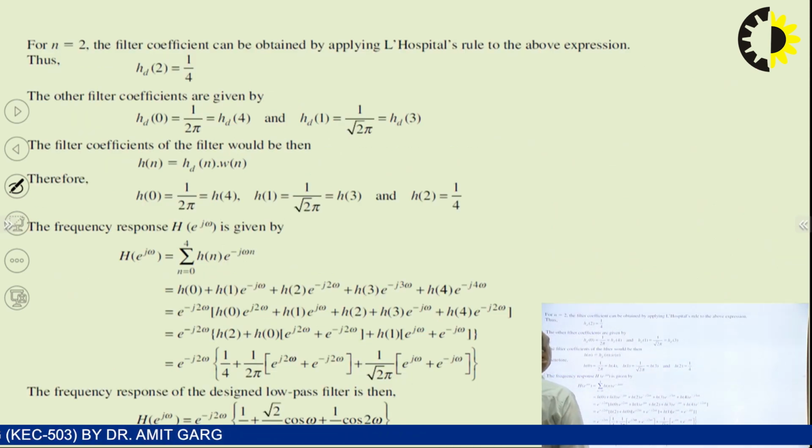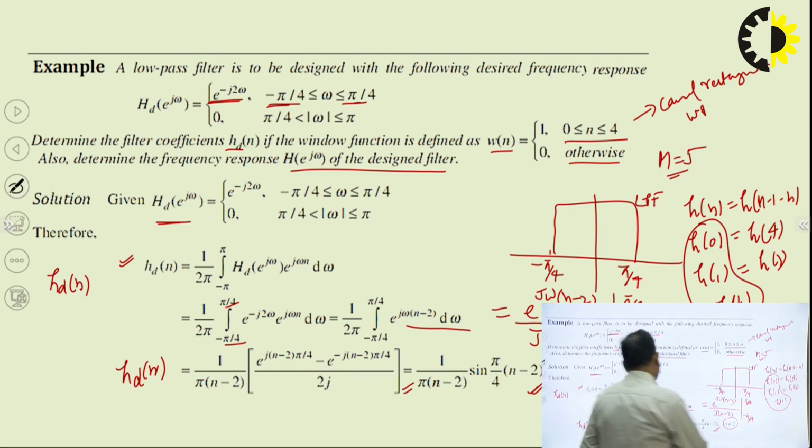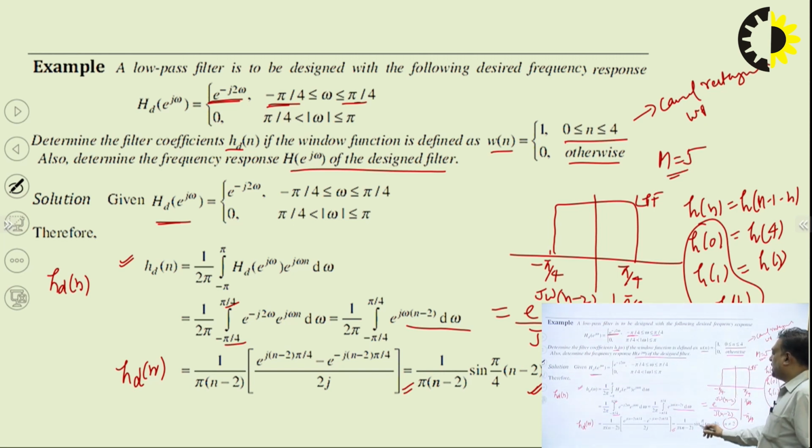So if you solve this using L'Hopital rule for n equals 2, hd2 equals 1 by 4. Similarly, when you put n equals 0 or n equals 4, you will get hd0 equals hd4 equals 1 upon 2 pi, and hd1 equals hd3 equals 1 upon root 2 pi. You will simply put n equals 0, n equals 1, and n equals 2 here. For n equals 3 and n equals 4, the values will be equal to the corresponding values of 0 and 1.